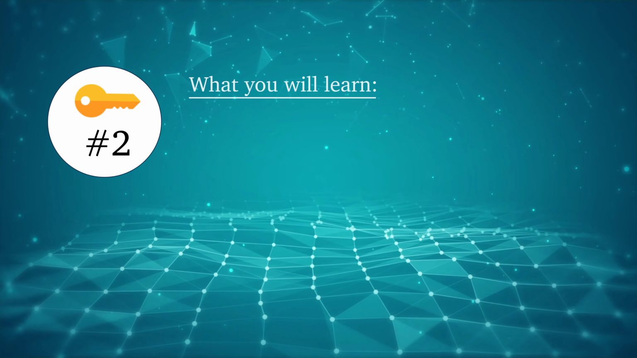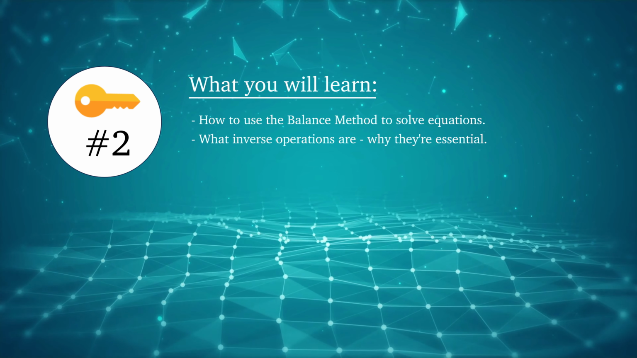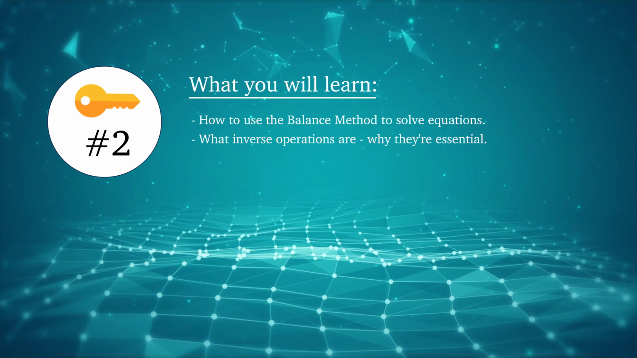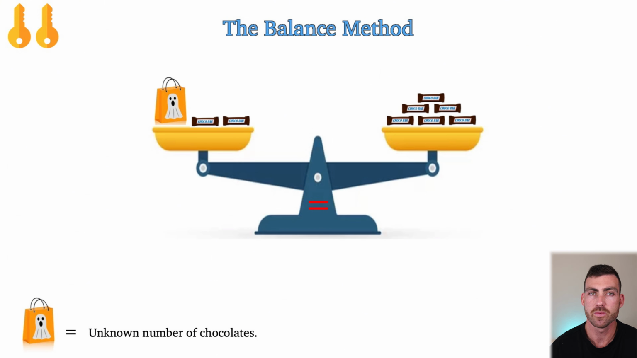In this section, you'll learn how to use the balance method to solve equations, and what inverse operations are and why they're so essential. The best way to understand equations is to picture them as a perfectly balanced scale. Let's imagine a simple story. There is an unknown number of chocolates in the Halloween bag. On the left-hand side of the scale, we have a bag of chocolates plus 2 extra. On the right-hand side of the scale, we have 6 chocolates.